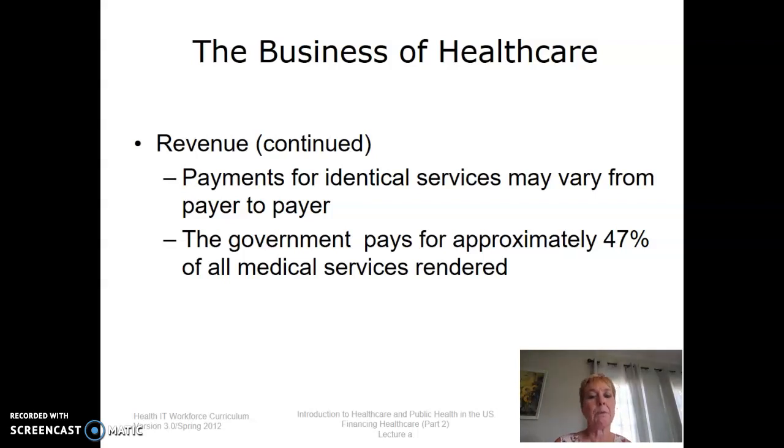So for example, Blue Cross and Blue Shield might pay X amount of dollars for a physical exam, whereas another insurer, say Mutual of Omaha, may pay a different payment for that exam. Payments differ. The government right now pays for about 47% of all medical services provided.